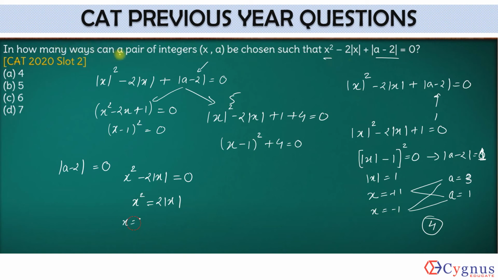Now when you put x equal to 2 here, it will satisfy the condition. Even when you put x equal to minus 2, it will satisfy the condition. Yes or no? What else? Is there any other value which will satisfy this equation? Yes. x equal to 0 will also satisfy. And all these three values will satisfy when this mod of a minus 2 becomes 0. That means when a is equal to 2, you can put either x equal to 2 or x equal to minus 2 or x equal to 0. That means you get three more pairs. These four plus these three. That makes what? 7. So the correct answer will be D.